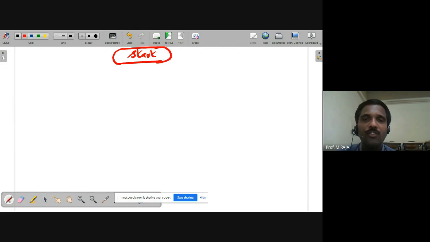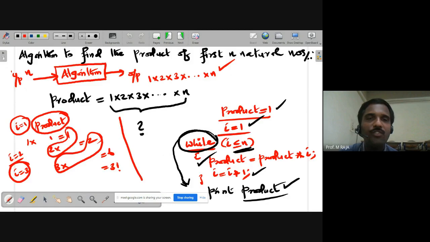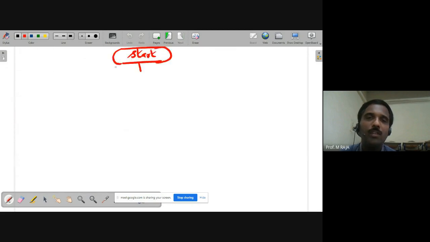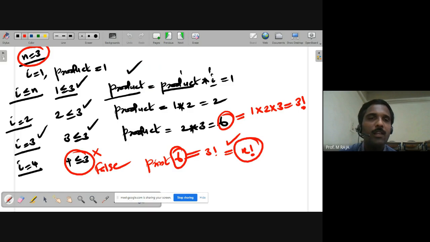What are the initializers? Before the initializers, we need to input a value n. So don't forget to input n. The flow is important. Then after inputting n, initialize these two variables: I is 1, product is 1.